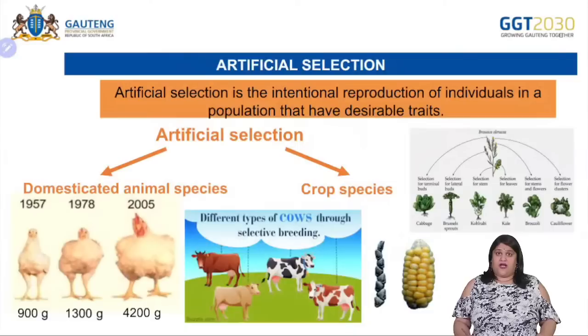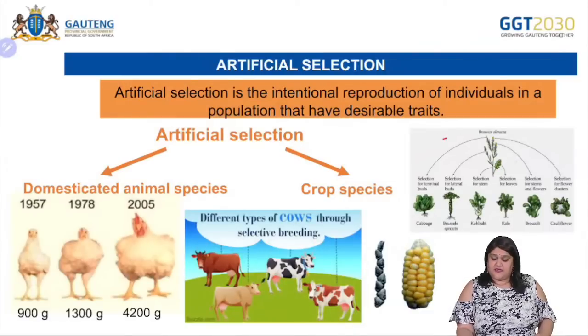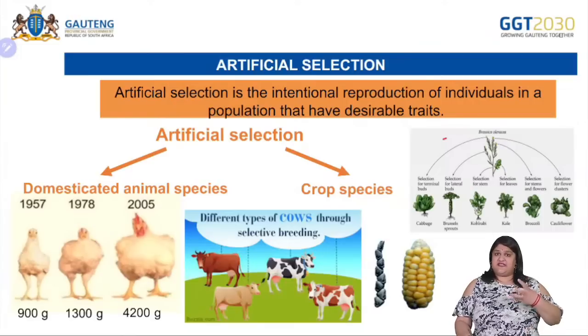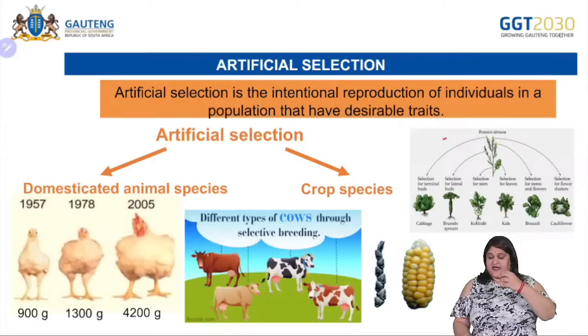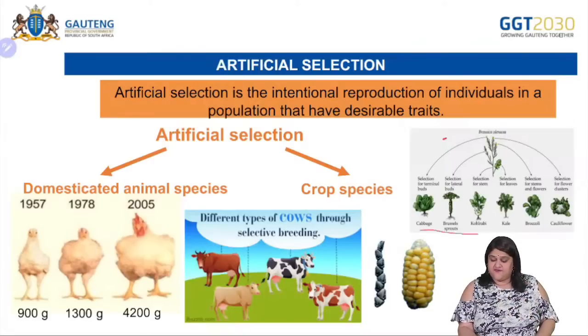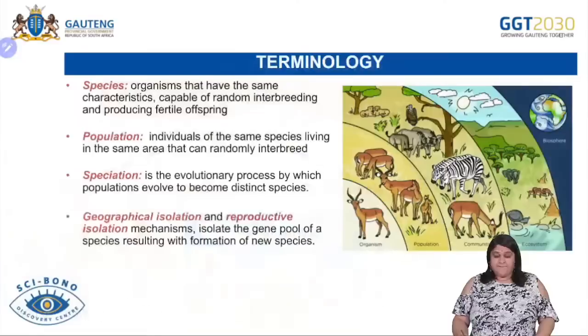And then you need to know one example of a crop species, and this one that we like to use is the one about the mustard plant. Humans physically bred the plants with specific characteristics to give rise to these vegetables that we have today.